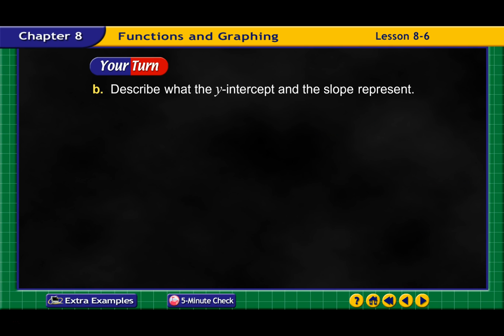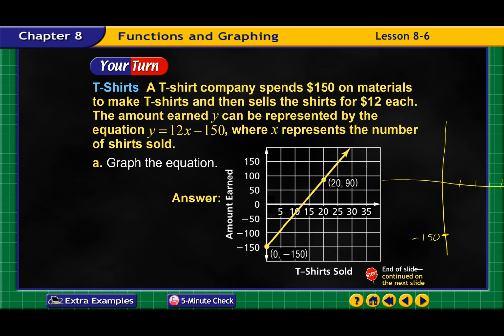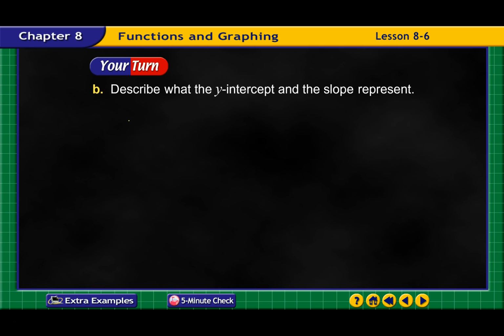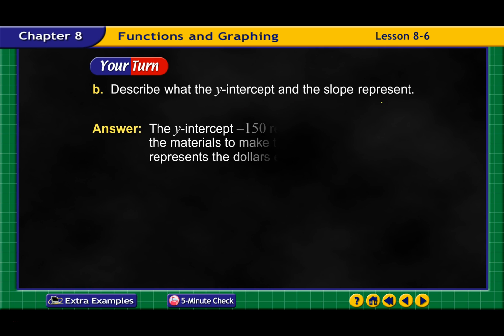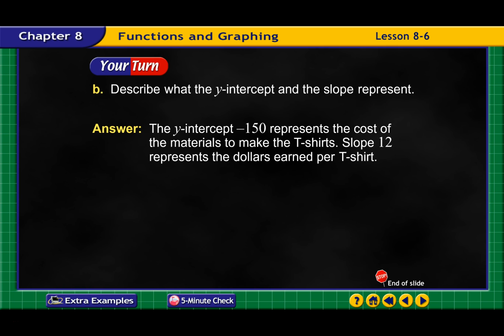Describe what the y-intercept and slope represent. Well, you're going to have to go back here. The y-intercept is this, and the x-intercept is this. Oh, I just told you. Okay, so the y-intercept is the money they spent, or where they started. That's why they lost $150, and the slope is 12, so that's how much they earn per t-shirt.